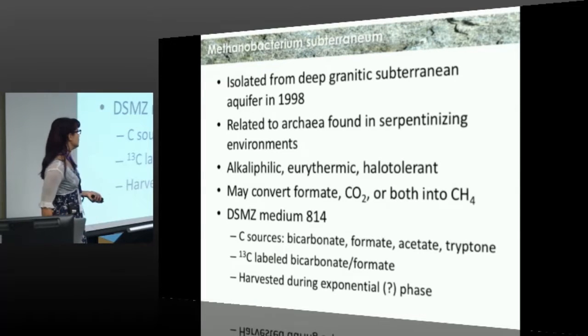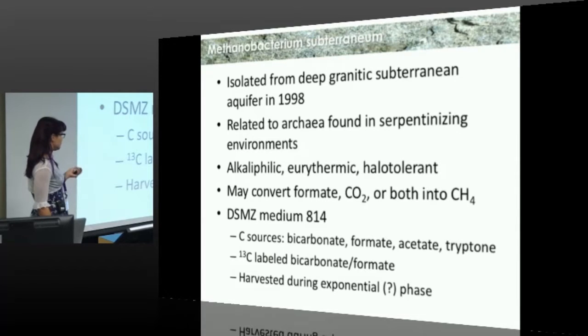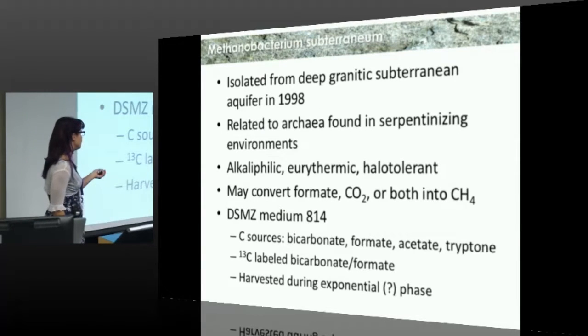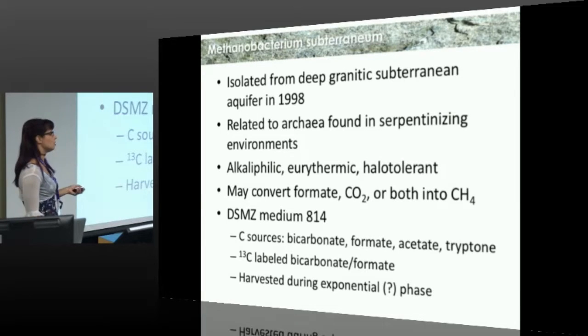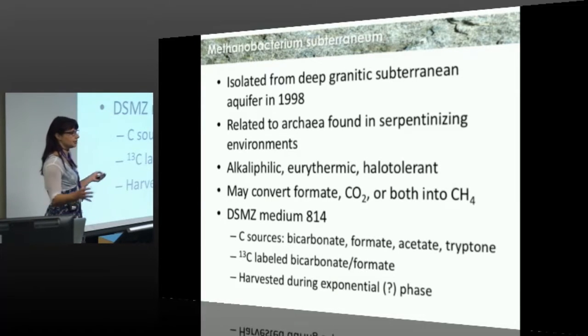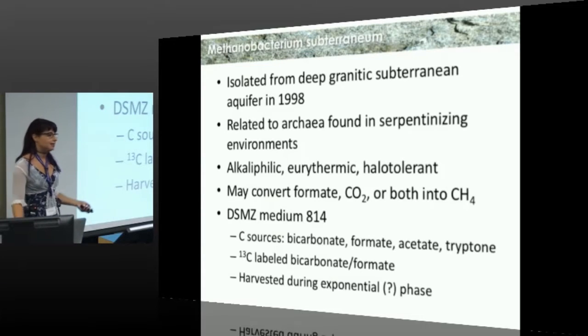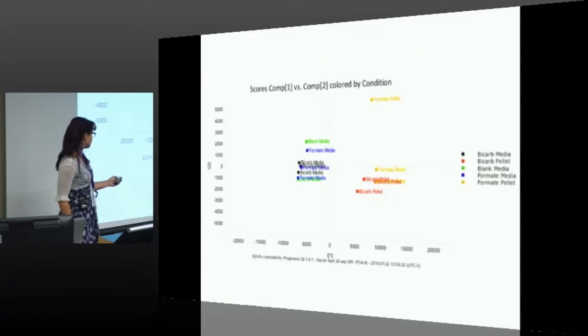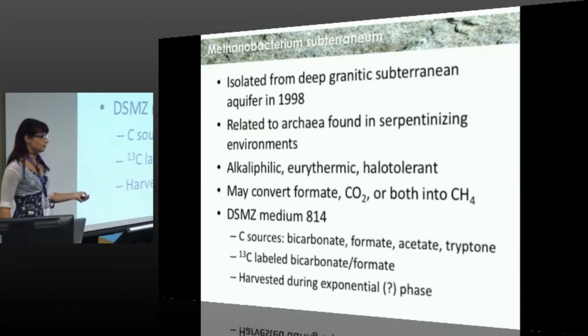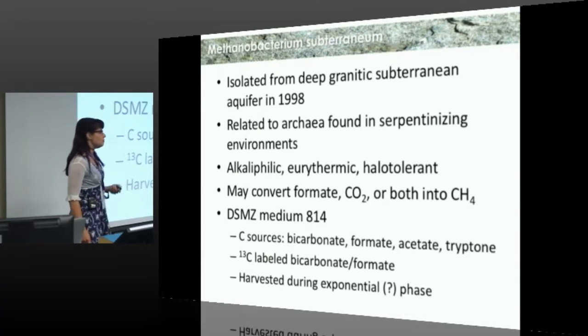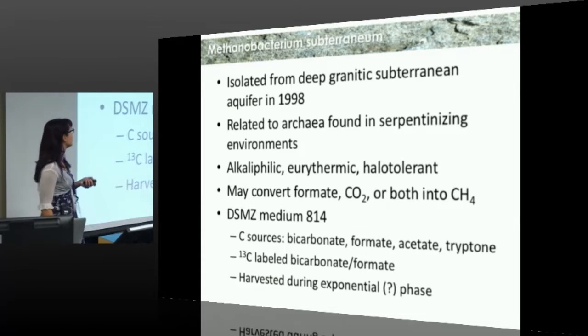So we started growing this in the lab anaerobically. There's a couple of different carbon sources available in the medium. I focused on formate and bicarbonate because they're implicated in the production of methane. And I added a 13C label to the bicarbonate and formate. So I set up cultures where either the bicarbonate or the formate was labeled with 13C in the hopes of tracking that into the metabolites. And these were harvested during the exponential phase. I put a question mark here because I'm not really sure if this was the exponential phase. We haven't established a very good growth curve for these because they clump a lot and it makes it difficult to do cell counts.